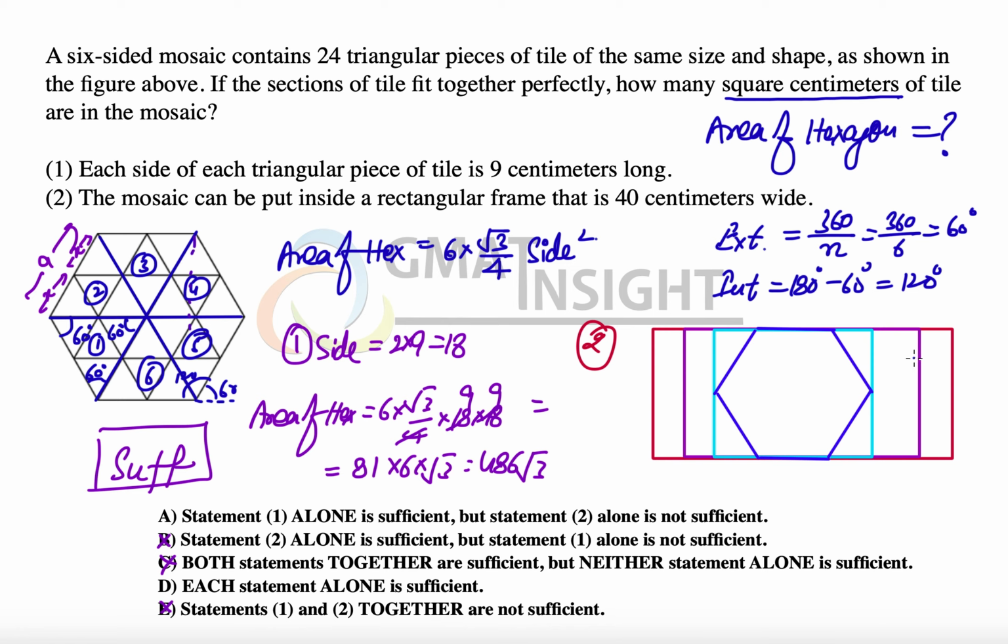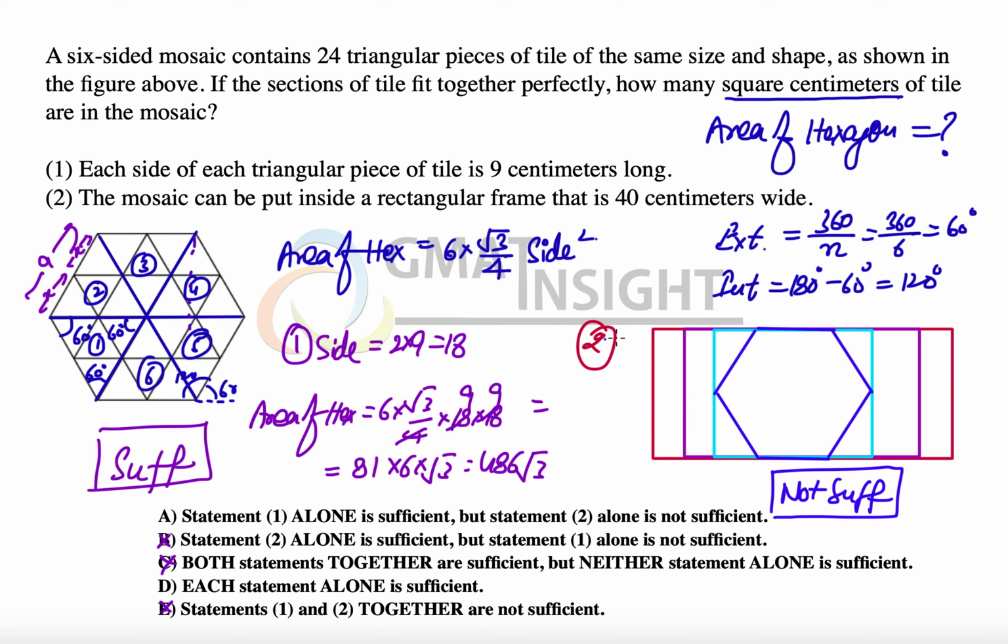In fact, if the width is 40 or the hexagon's width is less than 40, then every such hexagon can be put inside this rectangle, so we do not have the exact value of the side of the hexagon, and for that reason we say that the second statement alone is not sufficient because it does not lead us to the unique length of the side. If this statement had mentioned that the hexagon fits exactly into a rectangle of width 40 centimeters, then the statement would have been sufficient, because then it would be a case of perfect fitting.